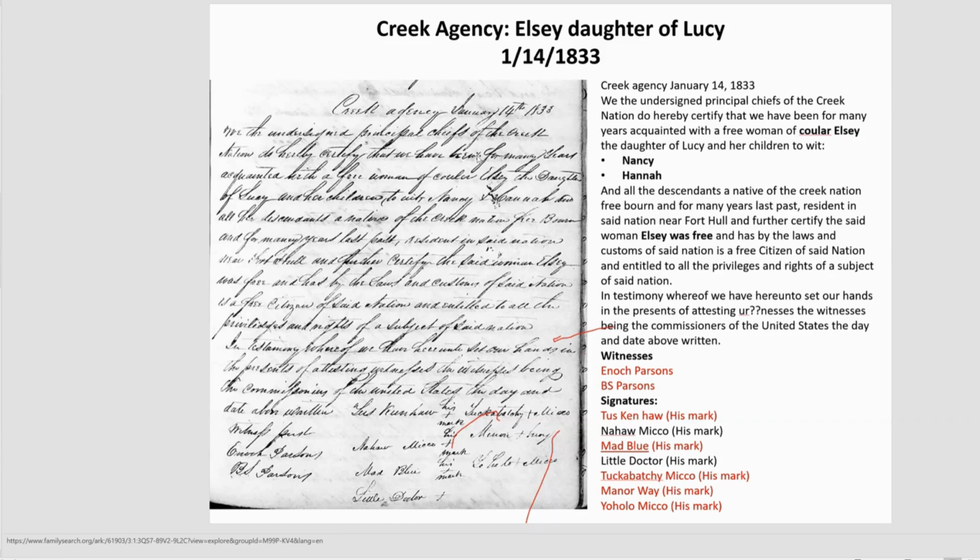And now at the bottom, look at the names that signed this deed. The census takers were witnesses: Parsons, Enoch Parsons, and B.S. Parsons. Tuscan Hall, Nahamiko, Mad Blue, Little Doctor, Tukabachi Miko, Manor Way, and Yoholo Miko. Now remember, I was just looking at these records and didn't know how to decipher one name. But then that body of work online of the census, now this is making sense. Nancy's family is going before these chiefs.